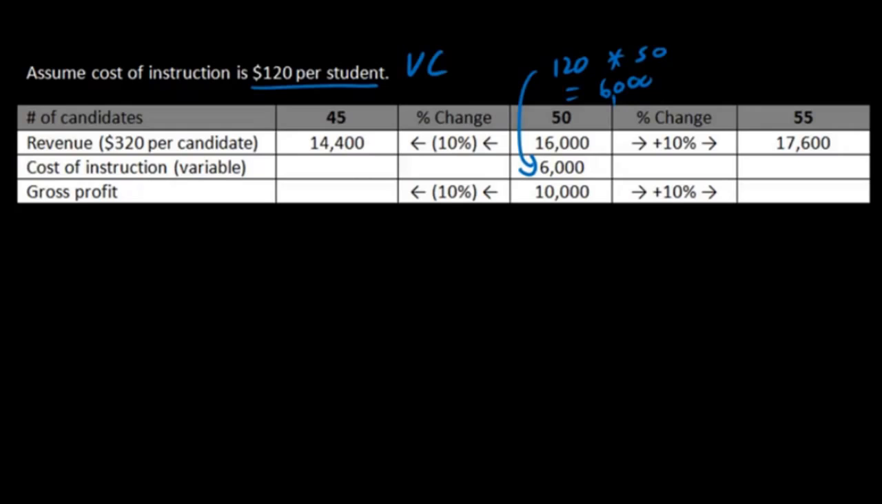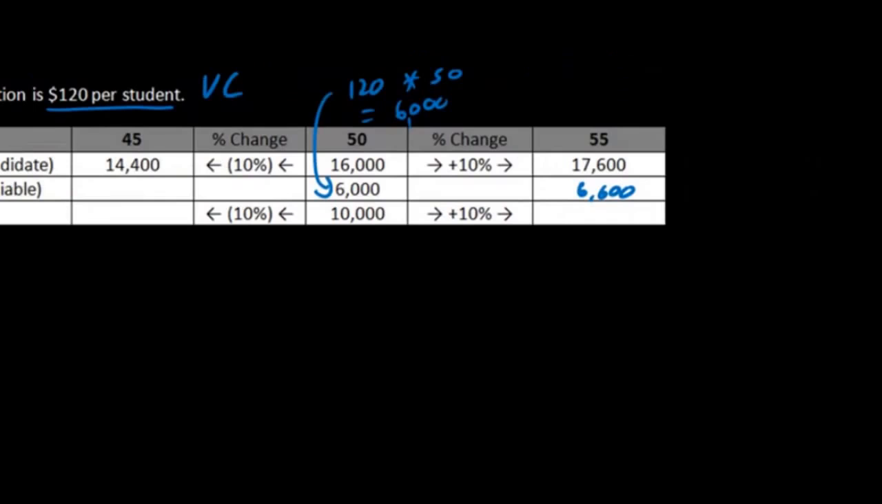Now look what happens when we have a 10% increase in sales. We go from 50 to 55 students, our revenue increases to 17,600. But since we're using variable cost, our cost will also increase. And so our cost now is 6,600. And this 6,600 is just a 120 per student times 55 students, making a gross profit of 11,000.